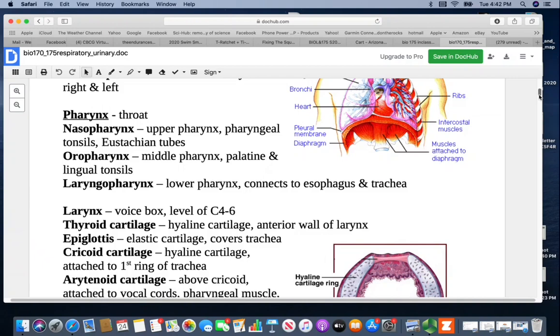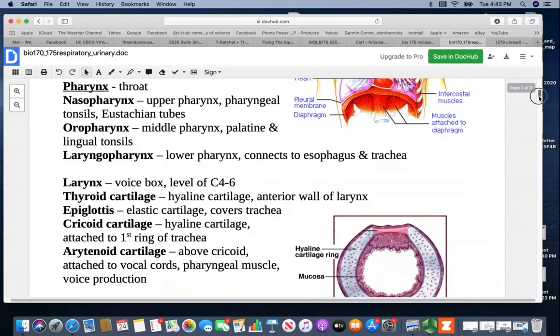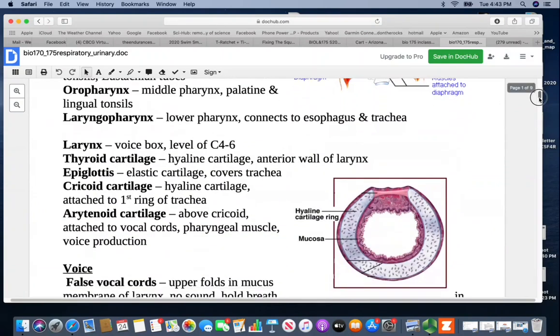The epiglottis is elastic cartilage. This is going to cover the trachea. This is going to come down when you swallow to prevent food from going down into the airway. The cricoid cartilage is also made up of hyaline cartilage, and it's attached to the first ring of the trachea. And the arytenoid cartilage sits above the cricoid. This one's attached to the vocal cords and the pharyngeal muscle, so it does play a role with voice production.